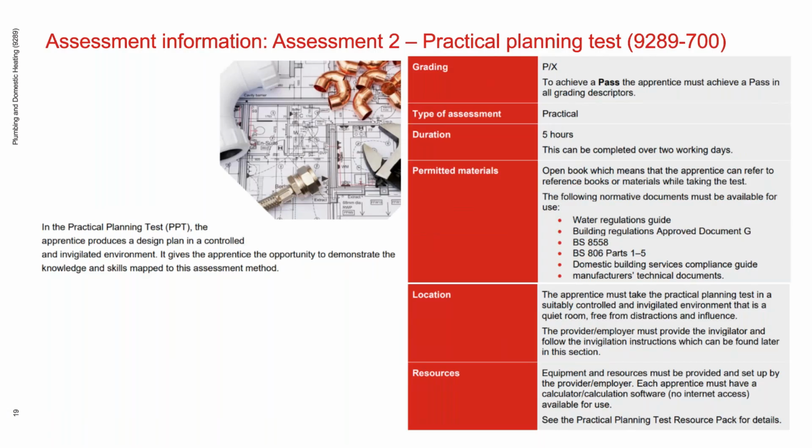Location carried out. The apprentice must take the practical planning test in a suitably controlled and invigilated environment that is a quiet room and free from distraction or influence. Resources, so equipment and resources must be provided and set up by the provider or employer. So the same task. So for the knowledge test, it's the same exam. For the practical planning test, it's the same assessment. This is where things change up slightly.